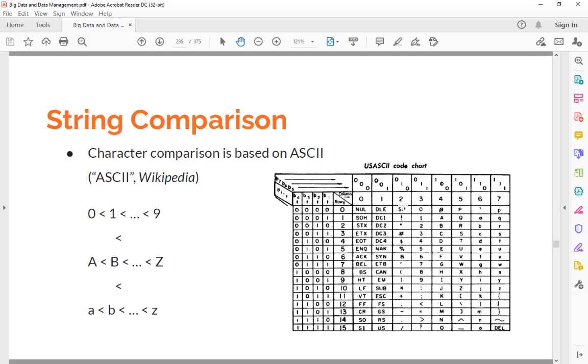Now, other than this, the most important three sets are: numerical value 0 less than 1 less than 2 all the way until 9. Then numerical values are smaller than all the alphabetical values. Within alphabetical values, uppercase is smaller than lowercase. And within each set of alphabetic, A is less than B less than C all the way until Z. So numerical value, uppercase value, lowercase value. This is how you determine the comparison.